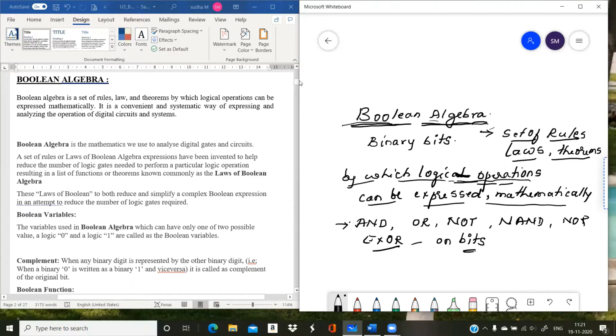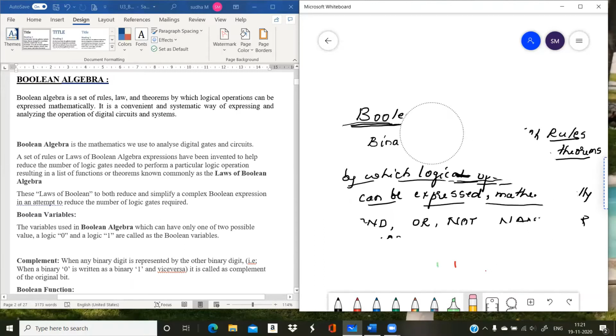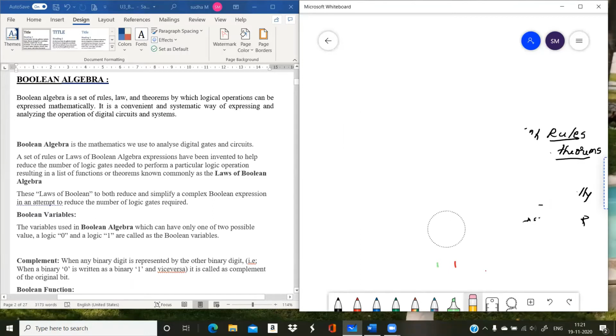Okay. Now, next, let us see what a variable is. Boolean variable. What is a Boolean variable?